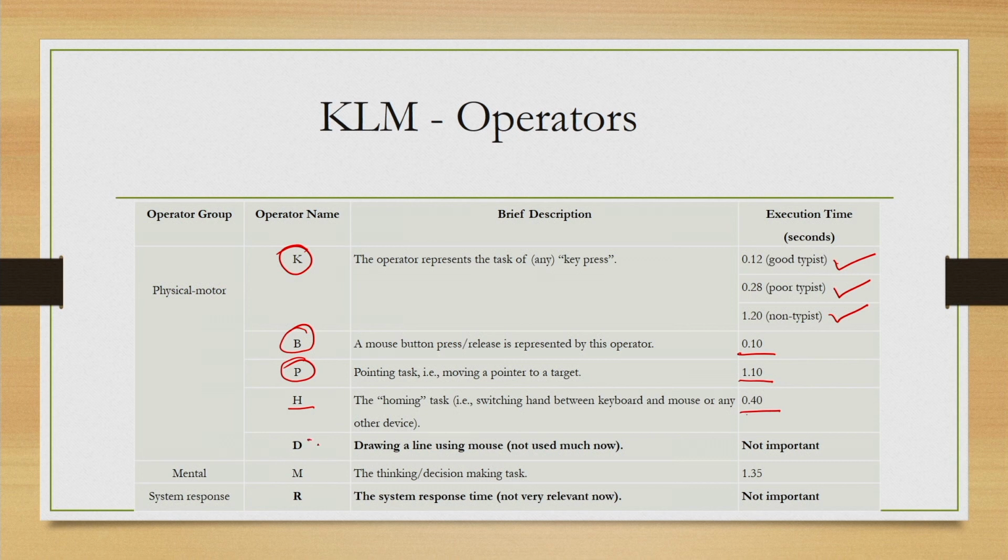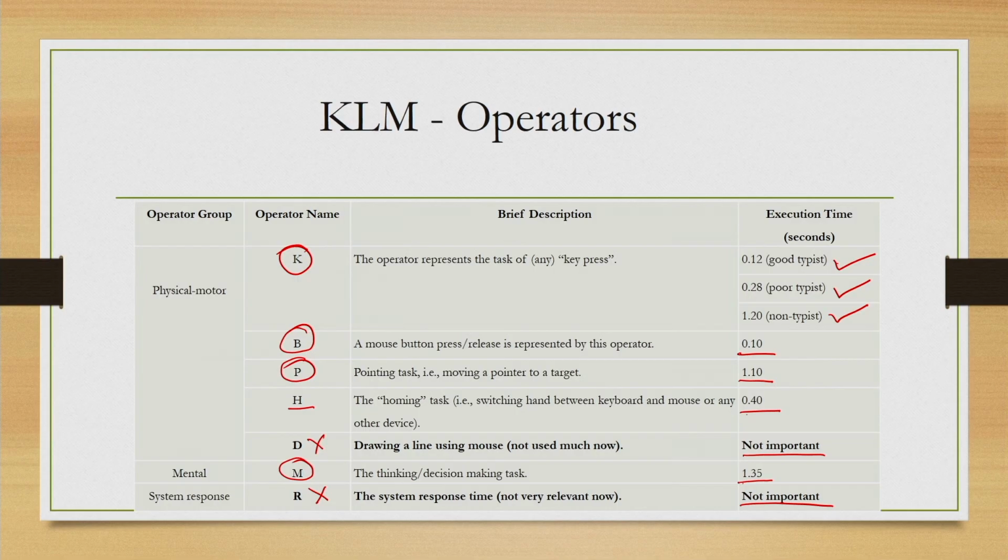As I said before, D is not relevant, not important, so we will not bother about its time. The mental operator M used to take 1.35 second as found out in the empirical studies, and R is again not relevant and we will not bother about its time. So these are the values assigned to these 7 operators.